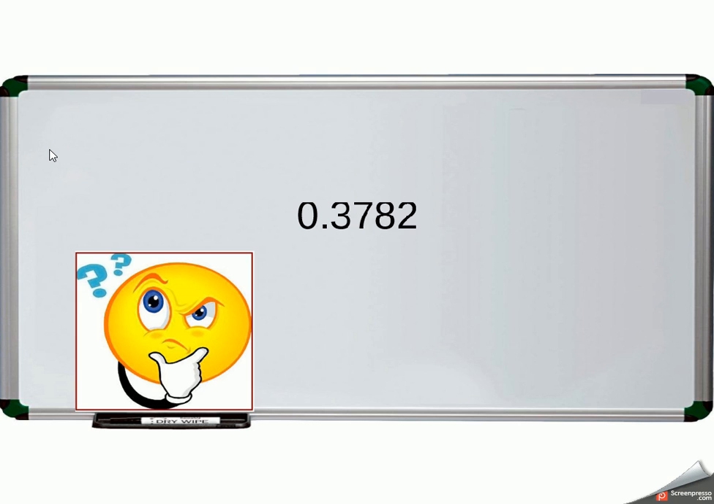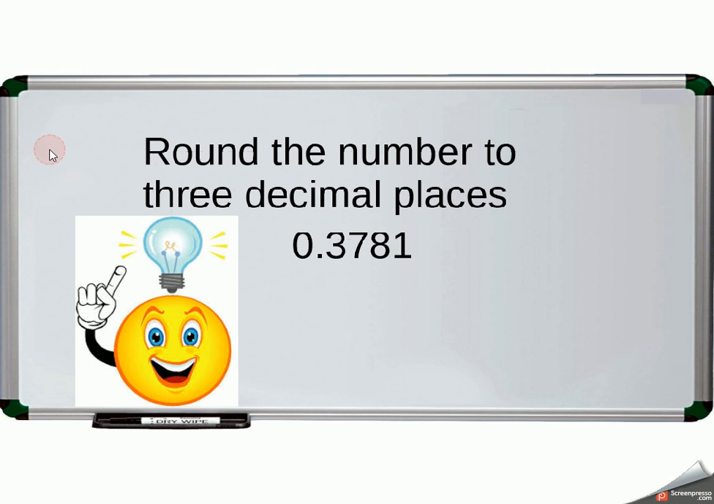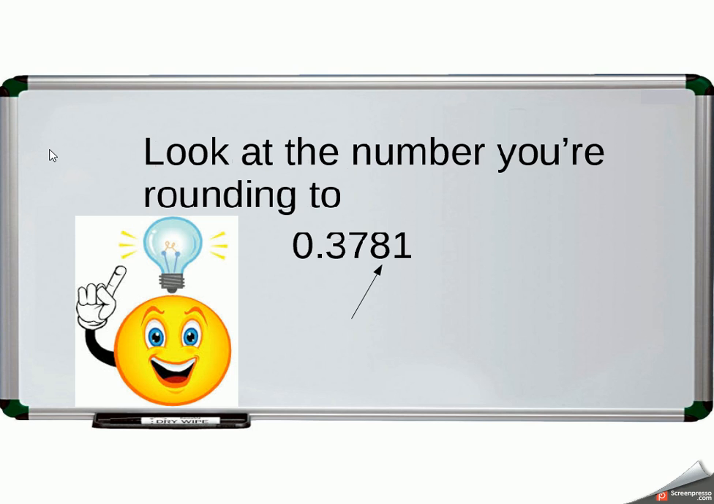So let's have a look at another one then. Here we've got 0.3782, and we're going to round the number to 3 decimal places. So the first thing we're going to do is look at the third decimal place. When we look at it, 3 is in the first one, 7 is in the second one, and 8 is in the third decimal place. So we're rounding to the number 8.